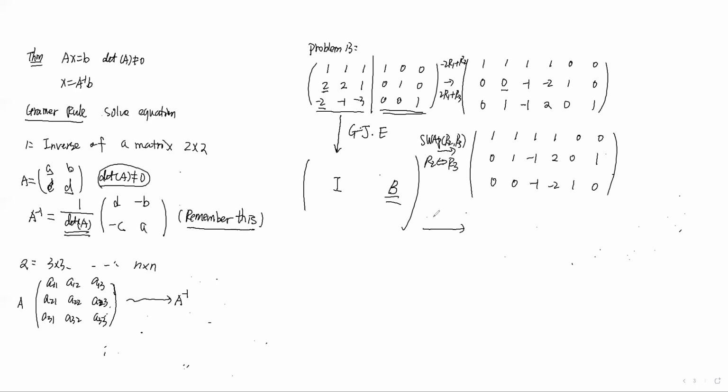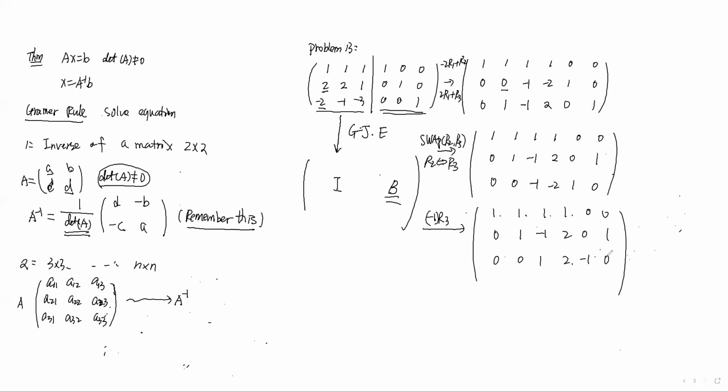So R3 like this, or you write this form. It's the same. Okay, just rewrite it. 1 1 1 1 0 0, 0 1 negative 1 2 0 1. So 0 0 1 2 negative 1 0.